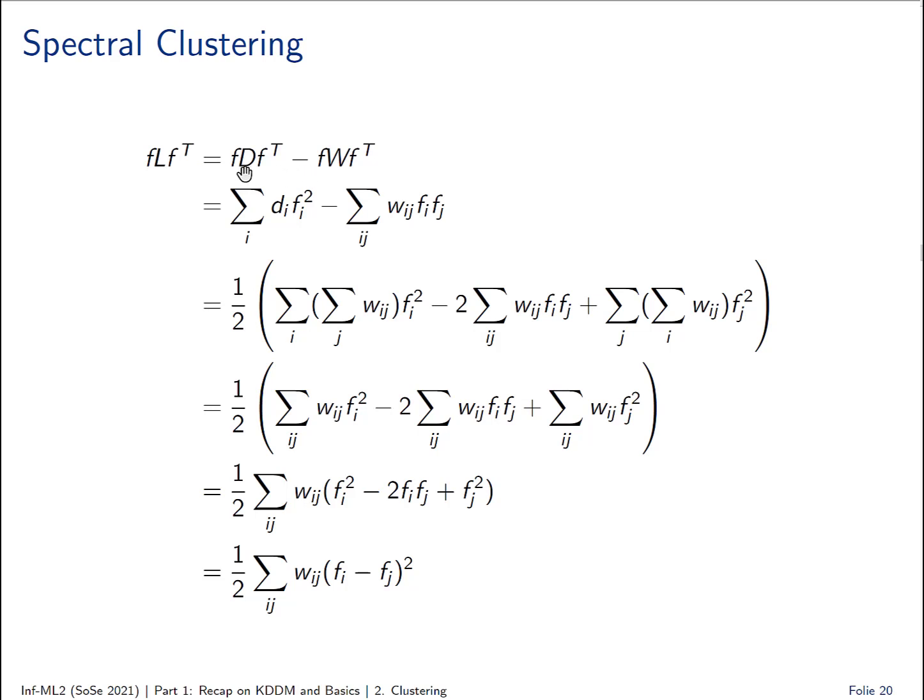And F times D times F transposed: D is a diagonal matrix, so we can rewrite that as just summing up all the diagonal elements of D times F transposed, which gives us actually f_i squared. And this one here is an n times n matrix, sorry, the W. So we have to sum up all the pairwise elements times the corresponding F values. So that can be rewritten as this one here.